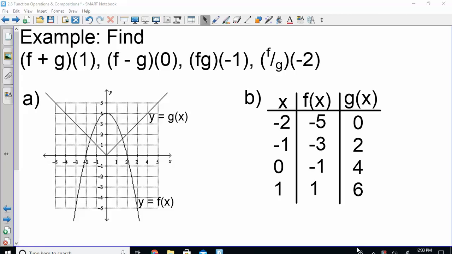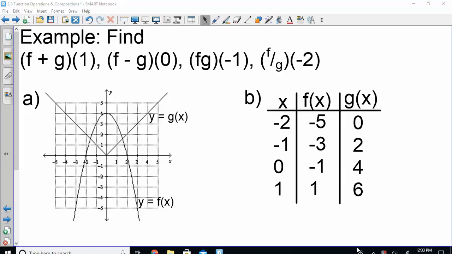Operations. We've talked about how we can add, subtract, multiply, and divide with those. We talked about the domains. When you add, subtract, or multiply, the domain is the same. You just take the overlap, everything that works for the two individual ones. And when you divide, we also had to make sure that the denominator wasn't going to be 0.